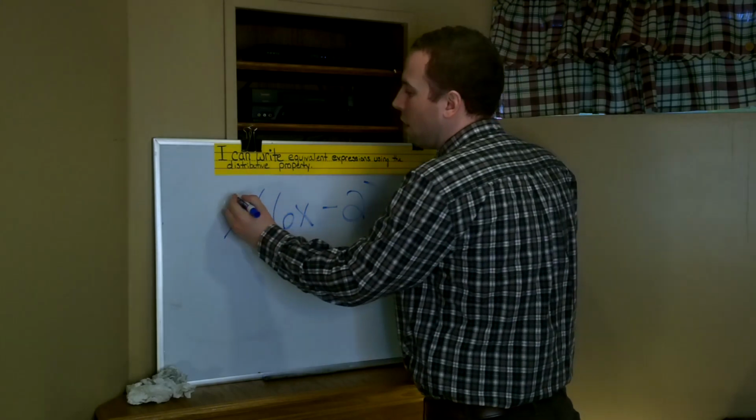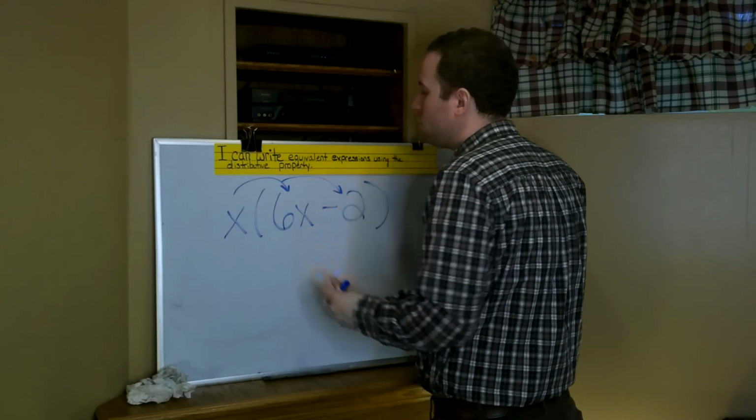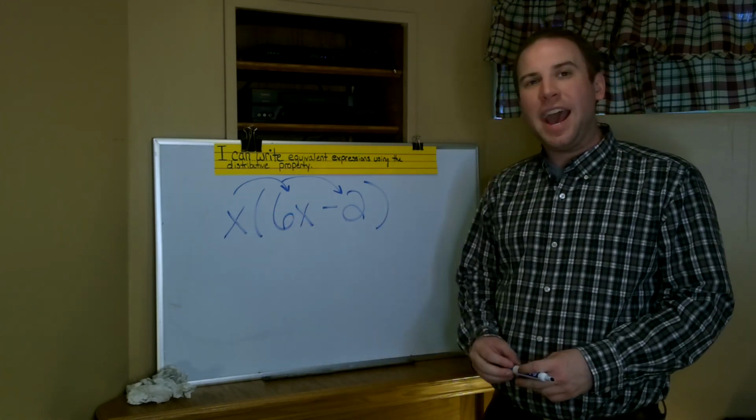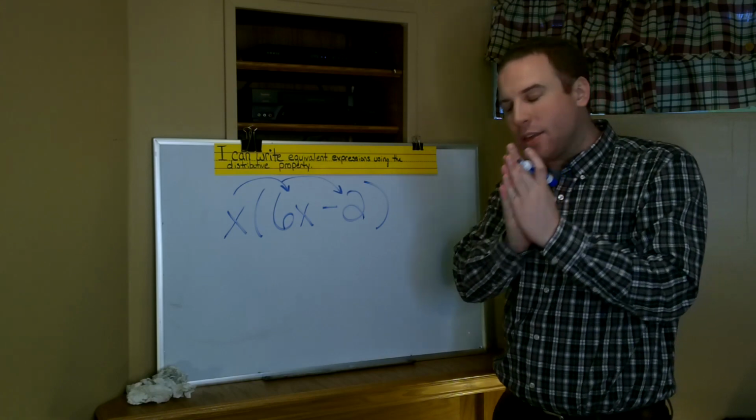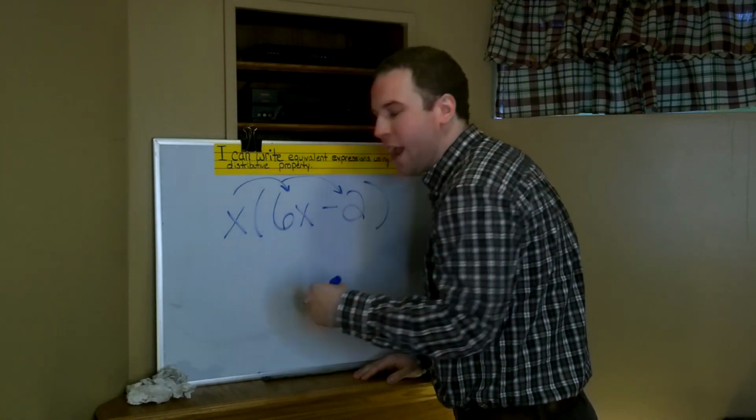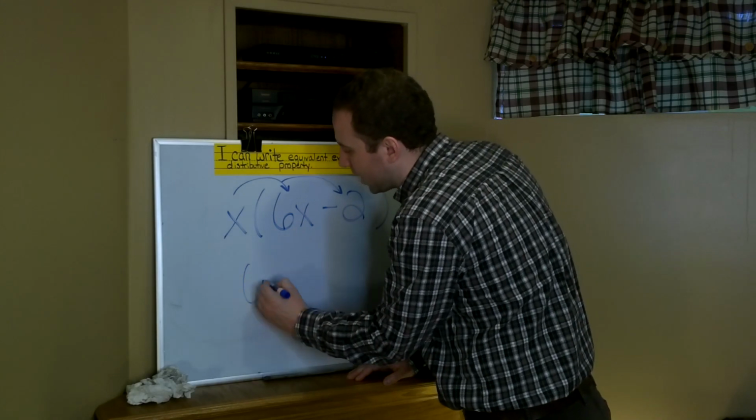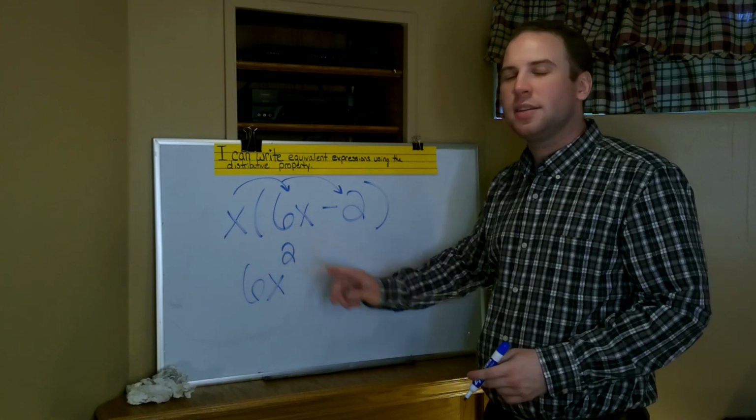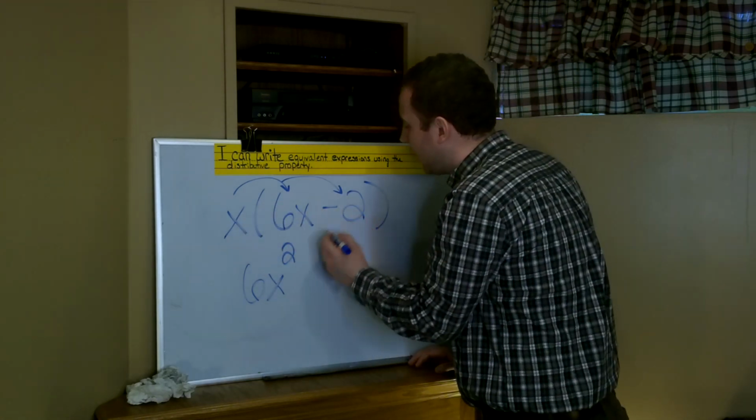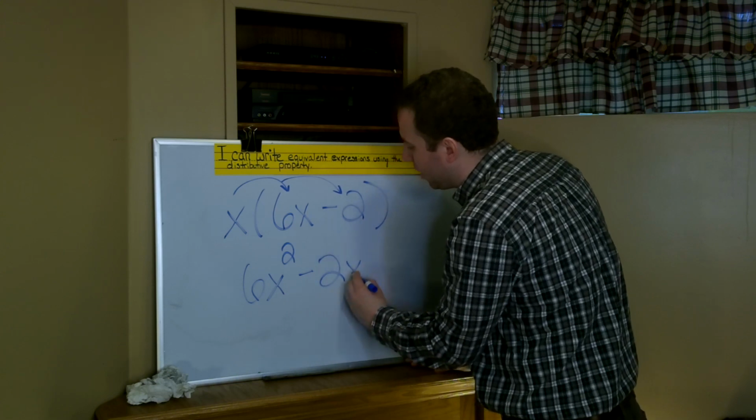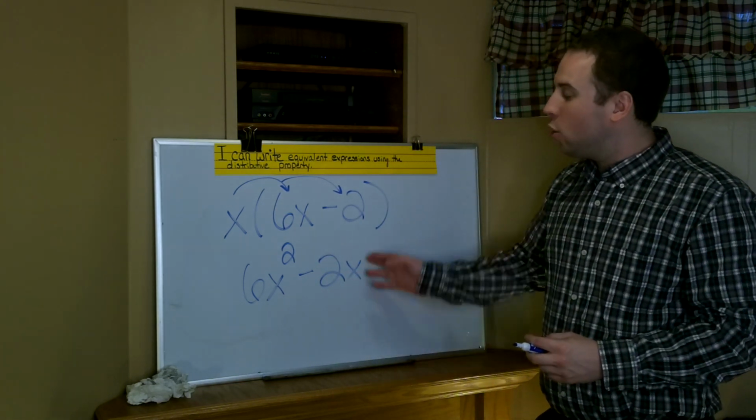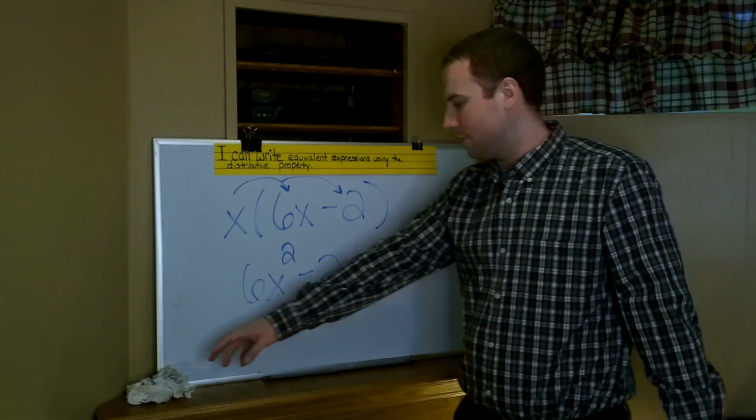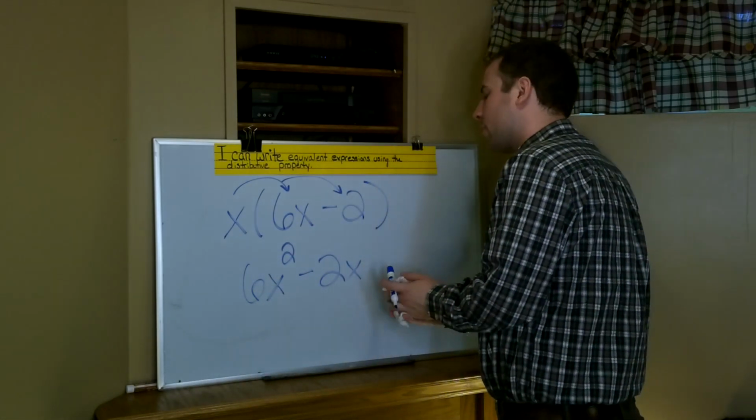Now, just like before, we take our x and we distribute. However, when we multiply x times x, it's a lot like combining them. So we'd keep the 6, but it would become x squared, because x squared is just x times x. And x times negative 2 would give me negative 2x. So my equivalent expression would be 6x squared minus 2x. Very good. All right.